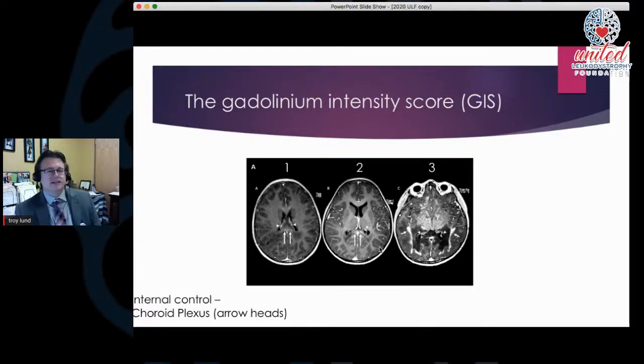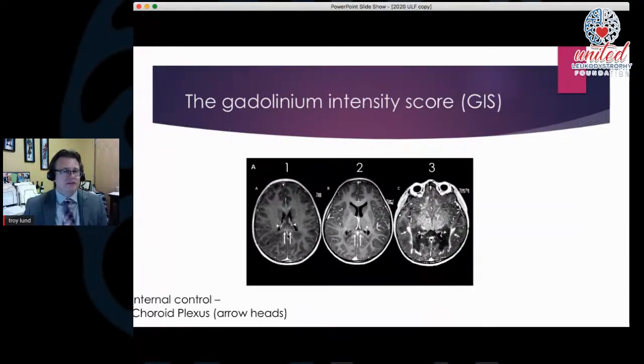Now, this is an example of an imaging biomarker we call the gadolinium intensity score. And again, gadolinium is the heavy metal that breaches the blood-brain barrier and shows you if you have active cerebral disease. A few years ago, we developed and published this score. It's a very crude system. It's 0 for no intensity or no enhancement, which essentially means you don't have active disease. And then it's 1, 2, and 3 is the scoring system.